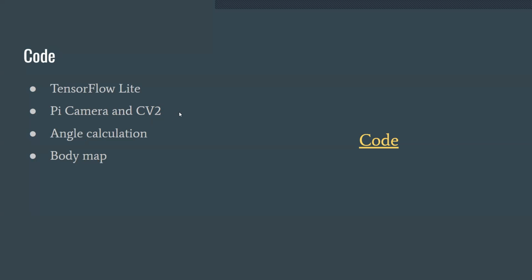Because the code doesn't come with a camera function, I have to import it separately. Angle calculation is basically a math algorithm. I will explain it later. A body map is just a picture taken by the camera and marked by TensorFlow Lite. Here's the code that I wrote over here.